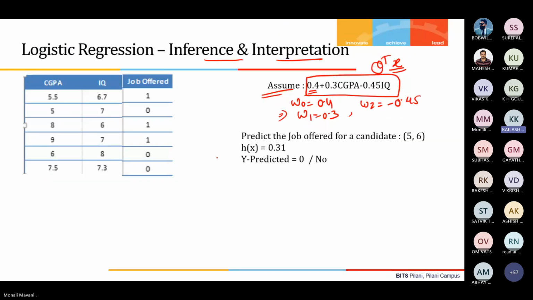I have a question on this. One minute, let me complete. I have not completed yet.